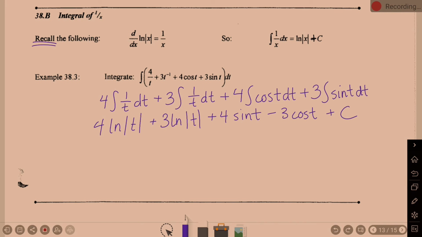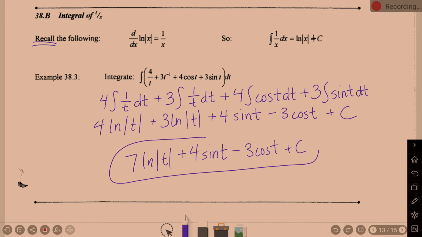Multiple choice would likely not have it in this form. 4 natural log t plus 3 natural log t is 7 natural log t. Just saying. That's a good trick there. They would probably add those and say that, oh, hey, this is 7 natural log of t, plus 4 sine t minus 3 cosine t plus c. Just a friendly thing to look out for there.